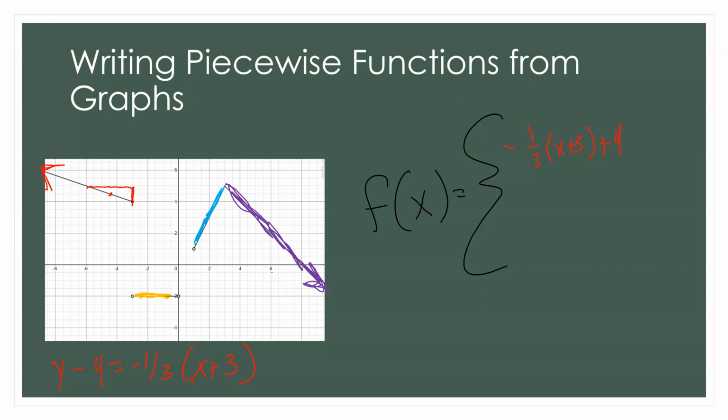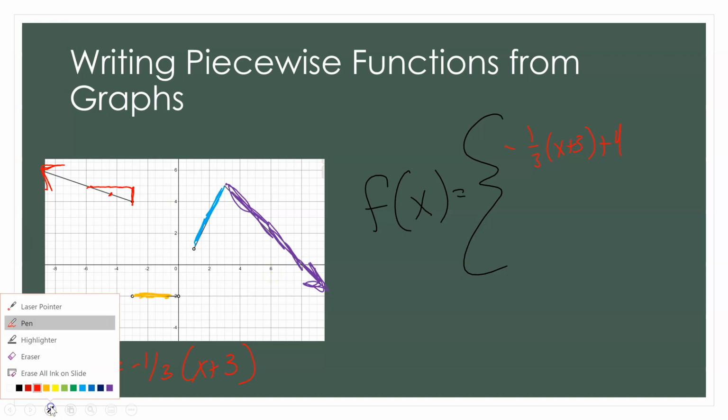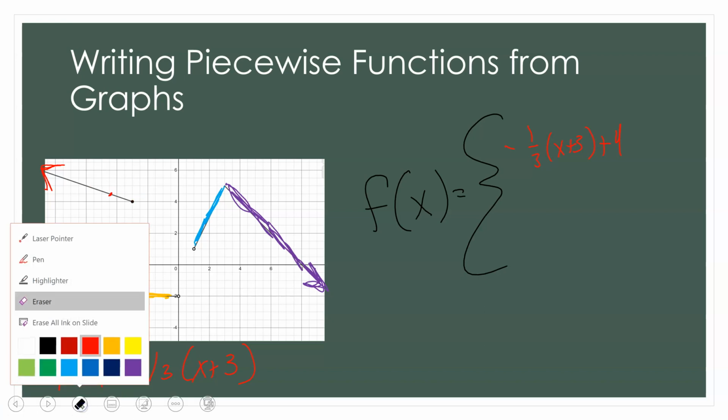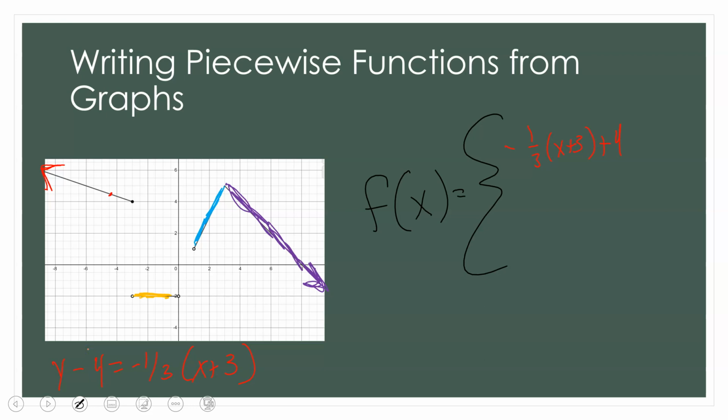The only thing I've got to think about now is the domain. So where is this the actual rule for my function, and where is it not the rule for my function? Looking at this, there's a closed circle at x equals -3. It's halfway between -2 and -4, so it's x equals -3. So this is good for all values that are less than or equal to -3. Anything bigger than -3, I will not be on this line, but we've handled the red one.